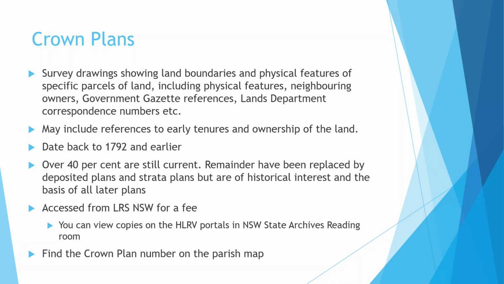So if you own land yourself, you probably know that your land is part of a DP and a lot number or a strata plan. But these are the basis of all of those later plans. So as I said before, you can look at these on the HLRV in the reading room only. Can't do this from home, only in our reading room, but you can't buy copies or get copies from us. You have to get the copies from the LRS or the land brokers, the information brokers from the LRS website. And then you can find the Crown plan number on the parish map.